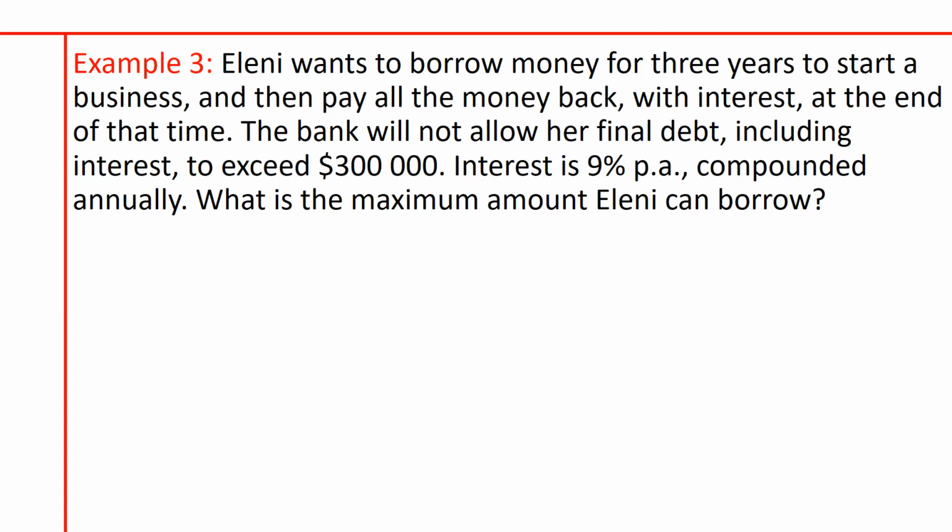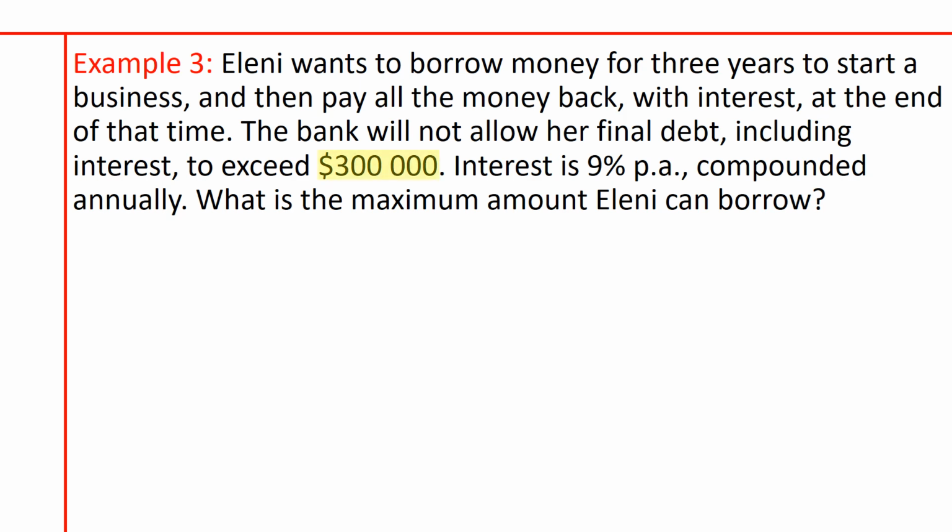Okay, final example. Alini wants to borrow money for 3 years to start a business and then pay all the money back with interest. At the end of that time, the bank will not allow her final debt, including interest, to exceed $300,000. Interest is 9% per annum compounded annually. What is the maximum amount of money that Alini can borrow? So again, we're looking at that loan style question, but there's one big difference with this problem. So let's start highlighting the key terms and see if you can work that out.